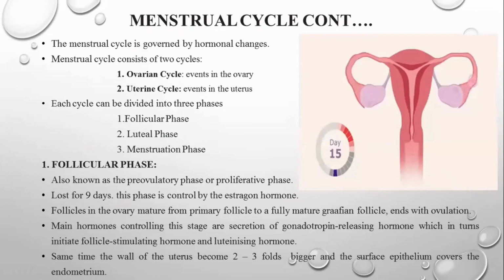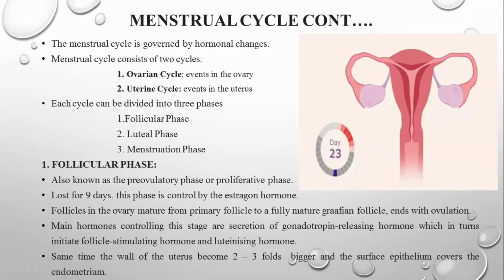Now we see the menstrual cycle process. The menstrual cycle has two important cycles: one is the ovarian cycle, the other is the uterine cycle. The ovarian cycle is nothing but the events or changes taking place in the ovary. The uterine cycle is the events or changes that take place inside the uterus.